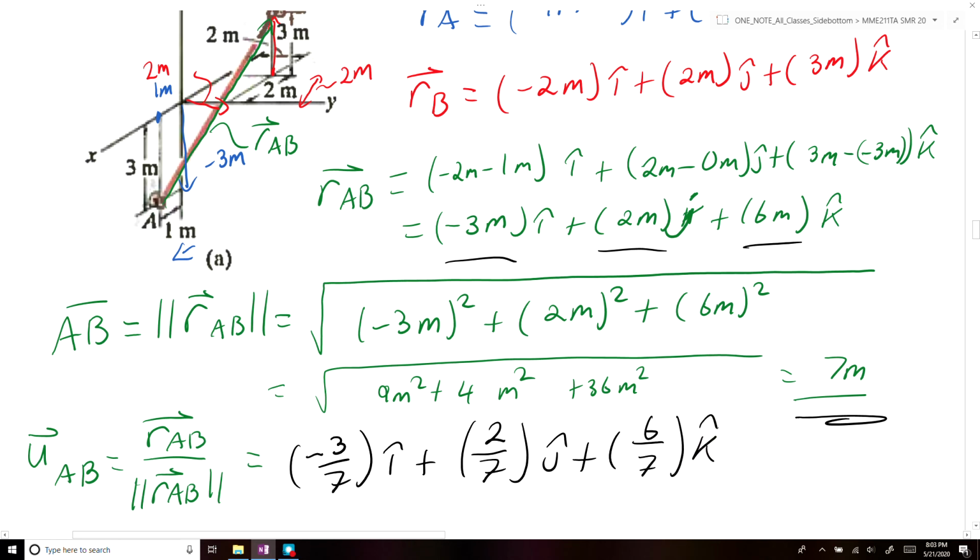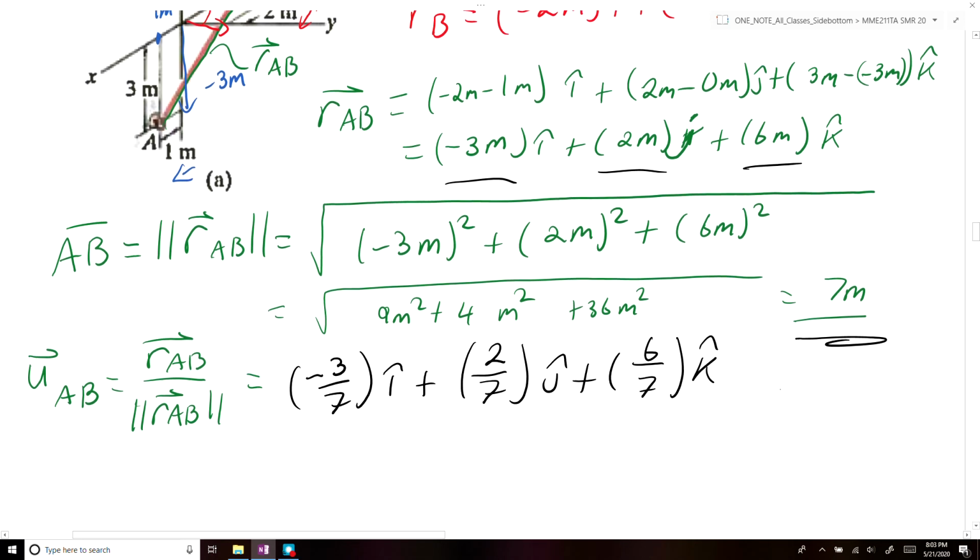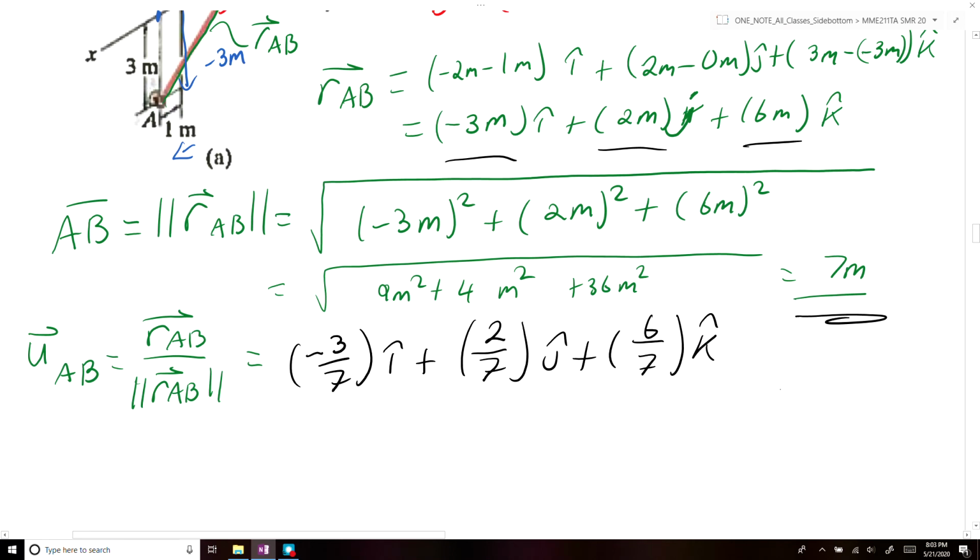times k. All right. So just to recap what we did here, the one thing I want to mention before we go too far is that once you have the unit vector, if you were asked to determine the coordinate direction angles alpha, beta, and gamma, all you have to do is set the x component equal to cosine alpha, the y component equal to cosine beta, and the z component equal to cosine gamma, and you can solve for the coordinate direction angles by just taking the inverse cosines.